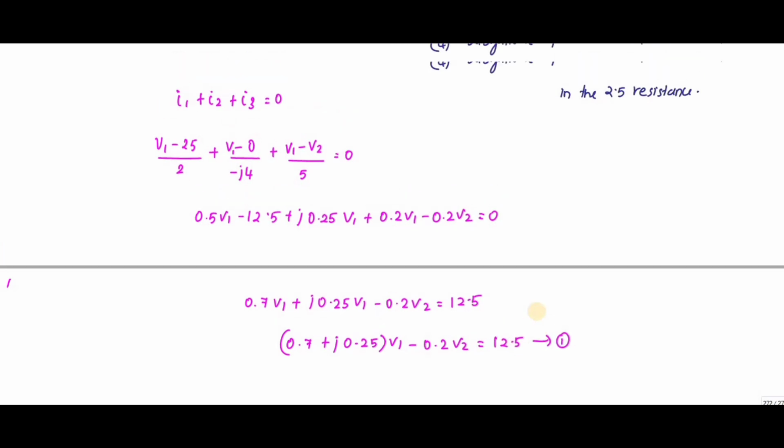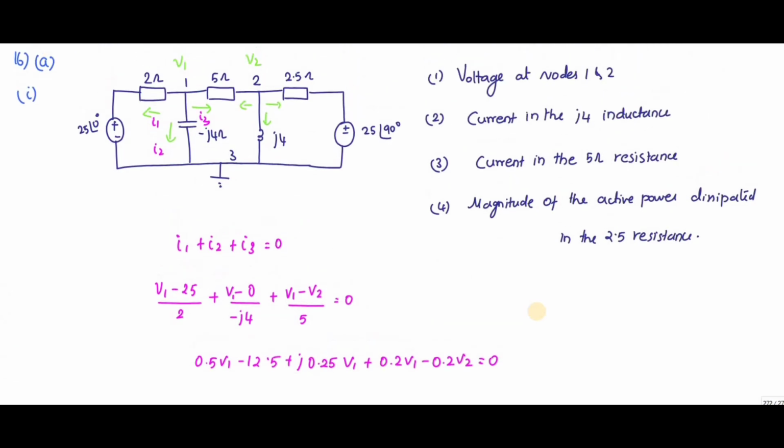Let's do it for the second node. So these are I4, I5 and I6, and all the currents are going outward. So I can write I4 plus I5 plus I6 is equal to 0. I4 is V2 minus V1, starting from V2 to V1, divided by 5, plus V2 divided by j4, plus V2 minus 25 angle 90 degrees divided by 2.5, that is equal to 0.